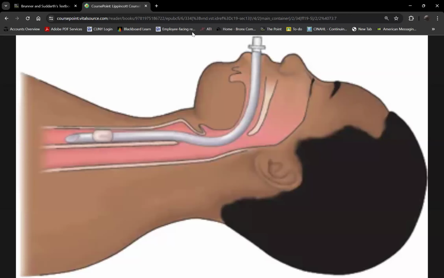So the cuff inflation serves two purposes. One, it's to, actually, it does not anchor. I'll explain why later. So what are the two purposes of inflating the cuff? Prevents leaking and prevents aspiration. Okay, so it does not really anchor, unlike the Foley, which anchors the catheter in the bladder.